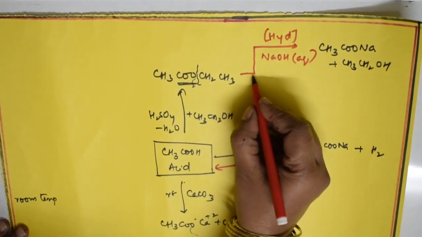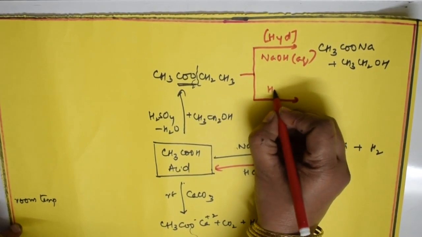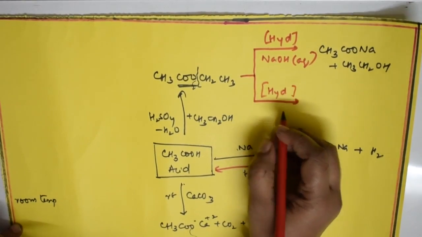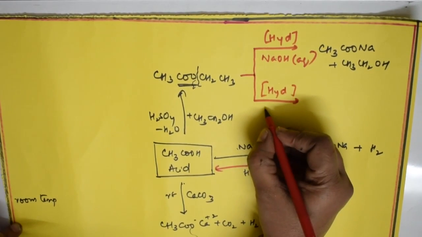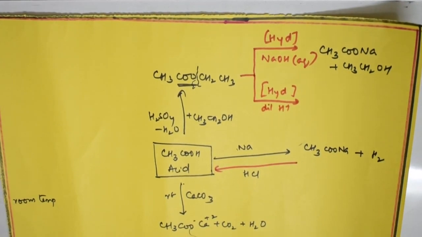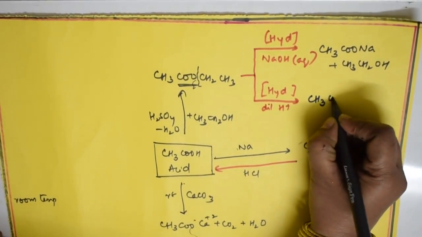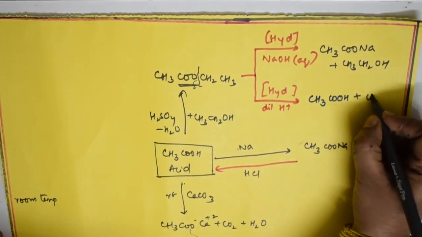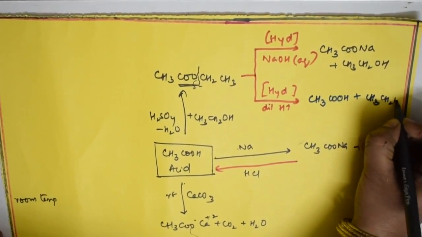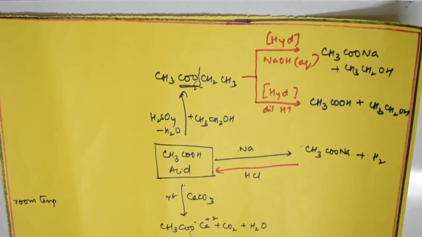Suppose the same ester, again the same hydrolysis process, and I am introducing dilute H plus ions, a dilute acid rather. The reverse reaction happens. The ester breaks up into acid and alcohol. This is fine. This is the reverse reaction of this one. Right, students? Done?